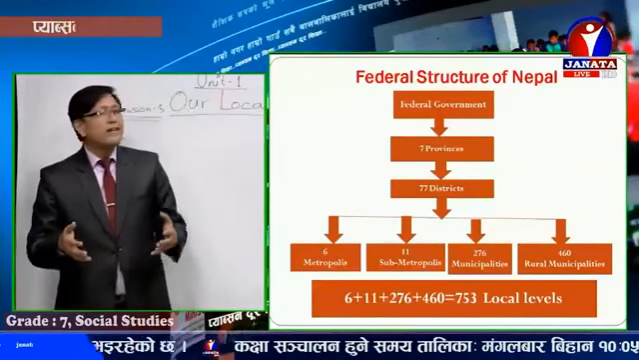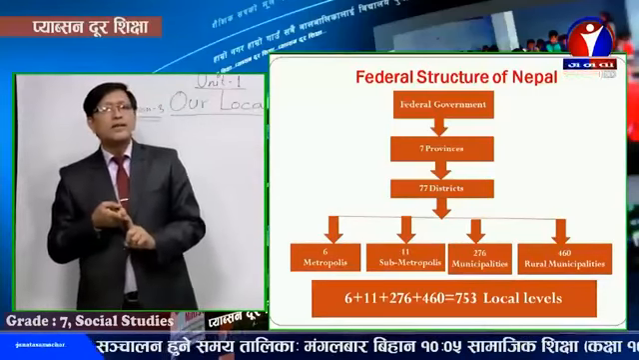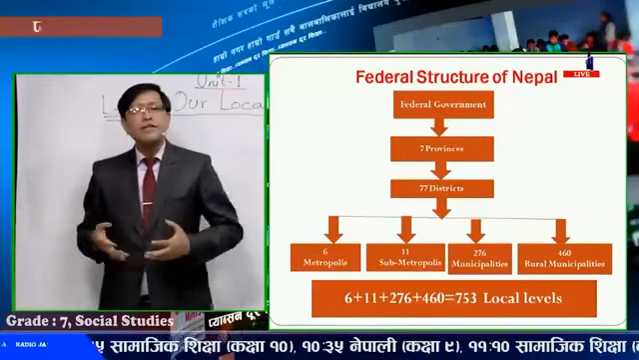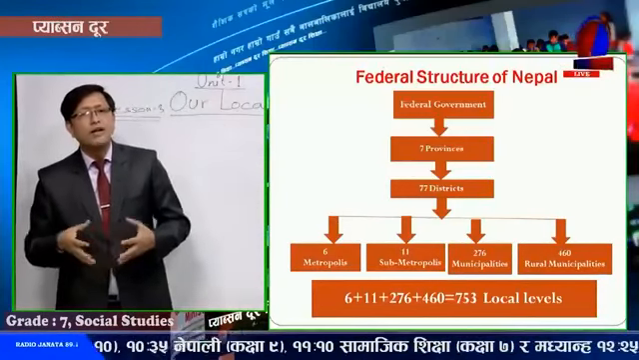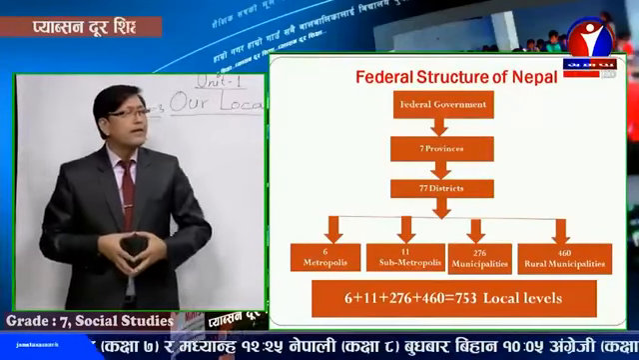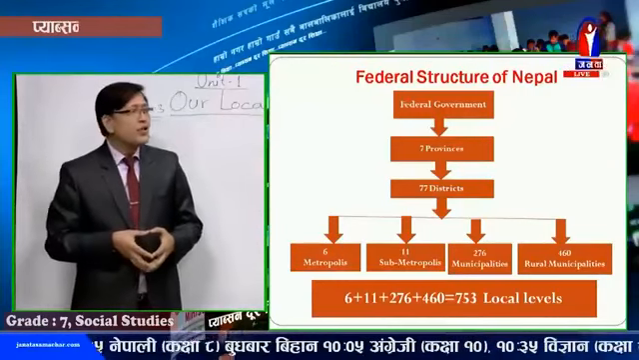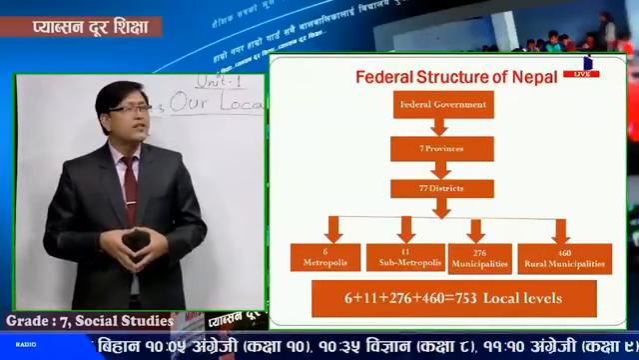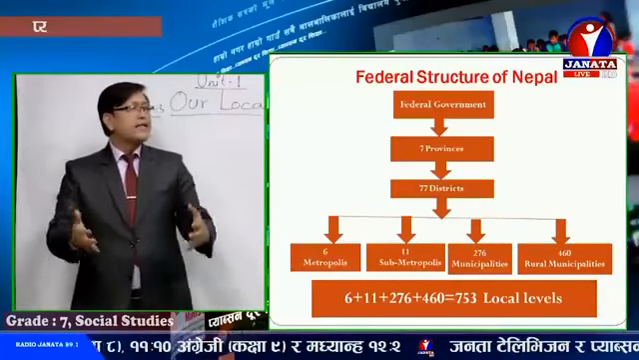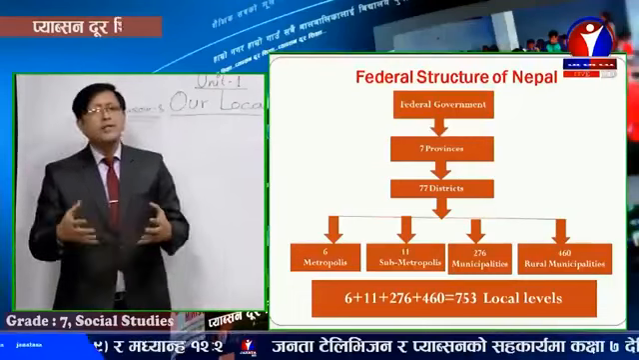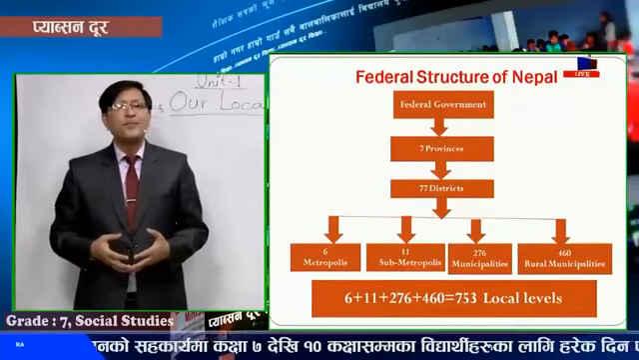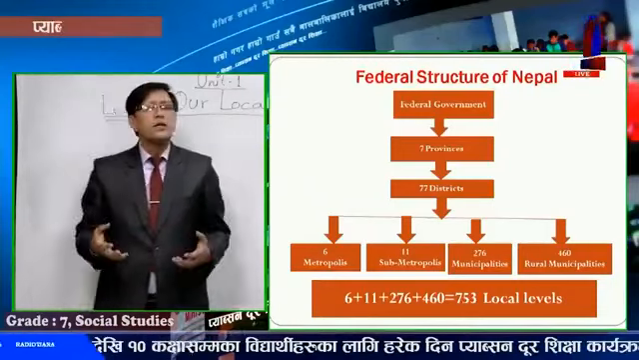Then after, you'll find local governments, local levels. How many metropolis? 6 metropolis, 11 sub-metropolis, boys and girls, there are 11 sub-metropolis. And then after 276 municipalities, and 460 rural municipalities. So boys and girls, look at 6 plus 11 plus 276 plus 460 is equal to 753 local levels. This is the federal structure of Nepal.